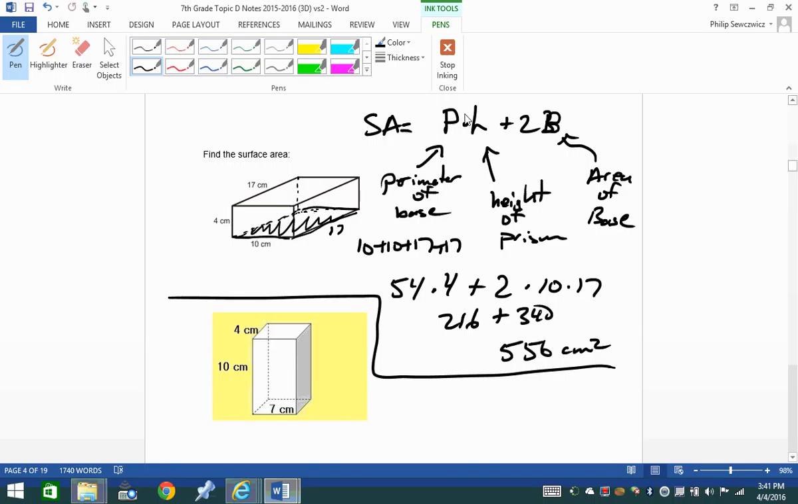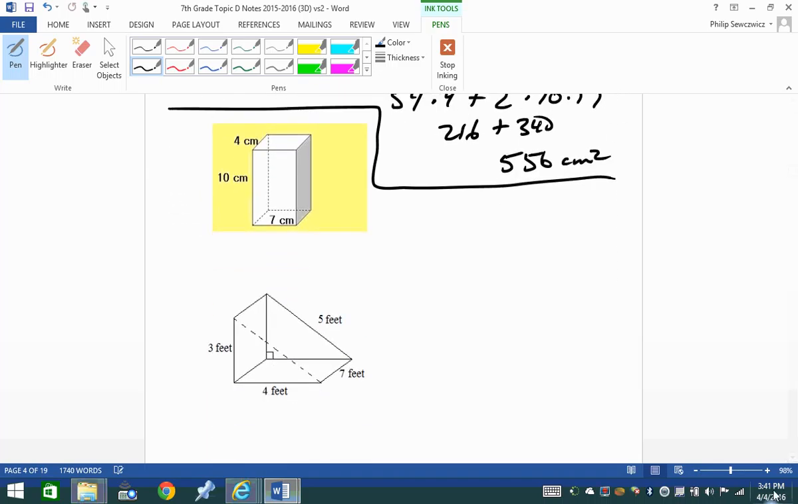Now, the reason why the perimeter of the base works is because you are going to have to do a 10 times a 4, and then a 17 times a 4, and then another 10 times the 4, and another 17 times the 4. So instead of doing all those separate individual problems, we can just use the perimeter of the base and then multiply that times the height. All right, so let's try it again here.